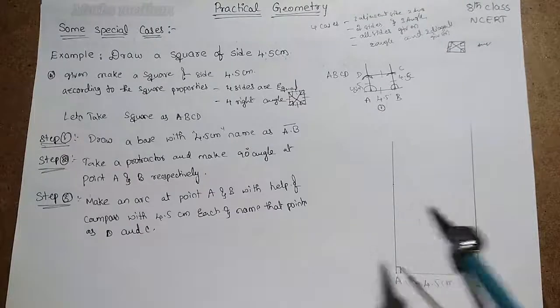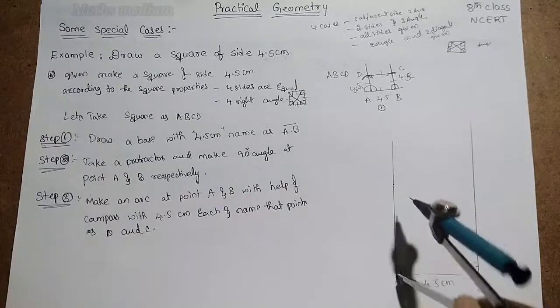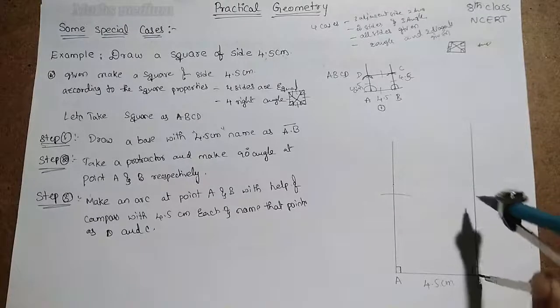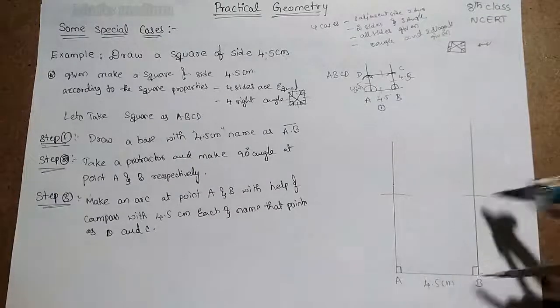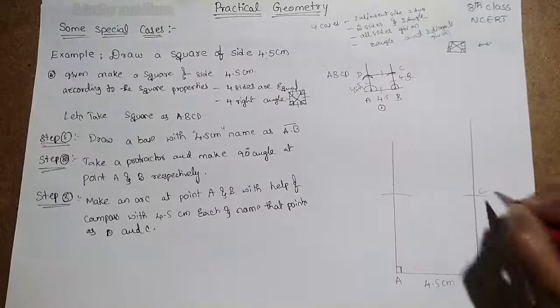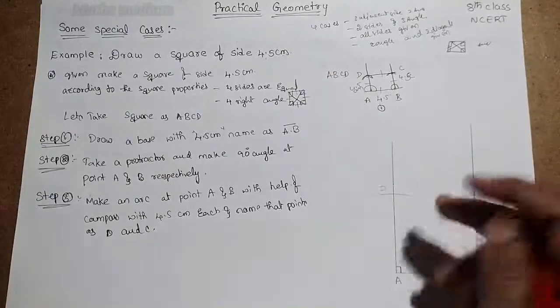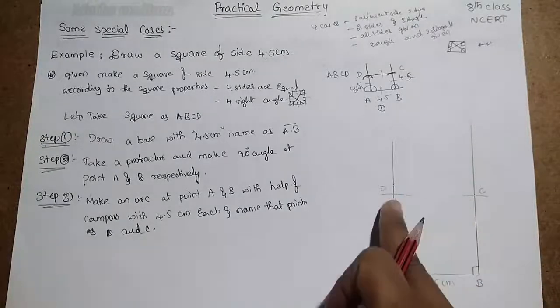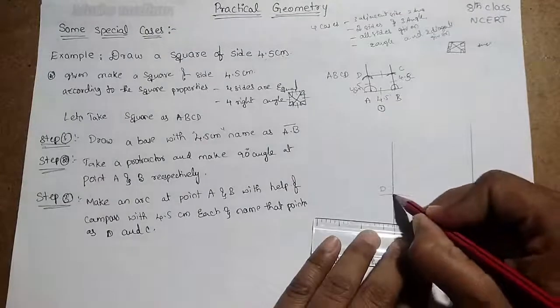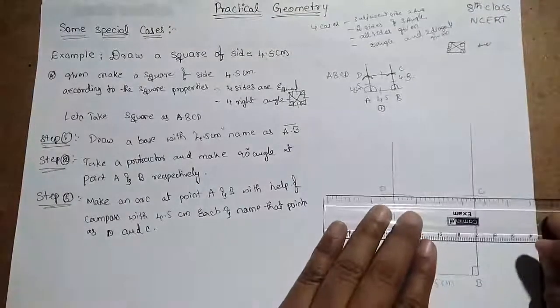So put the divider, one pointer at A, make one arc. Similarly at B, make another arc. So we get 2 points. This is C and this is D. Why this is C? This is the A, B, C, D quadrilateral. So that's why it is C, it is D. Join the 2 points, we get C and D.